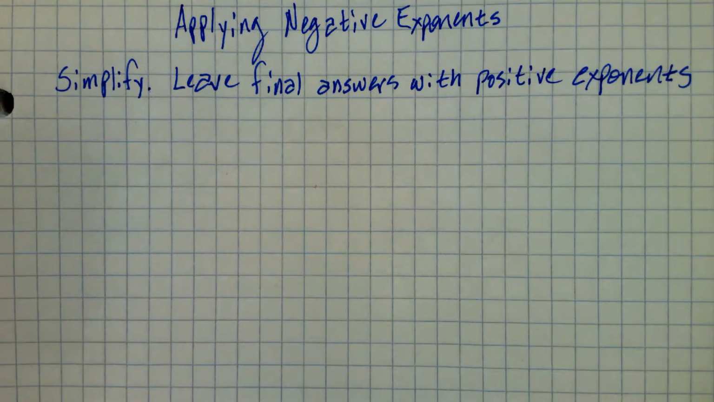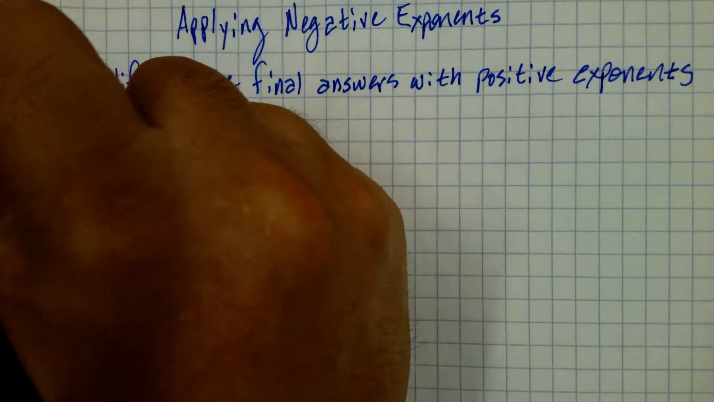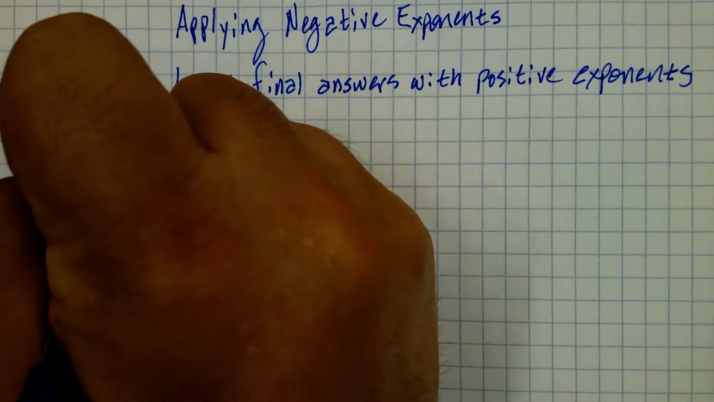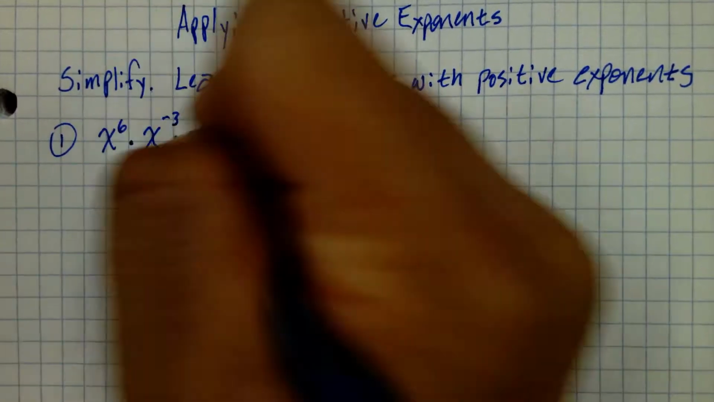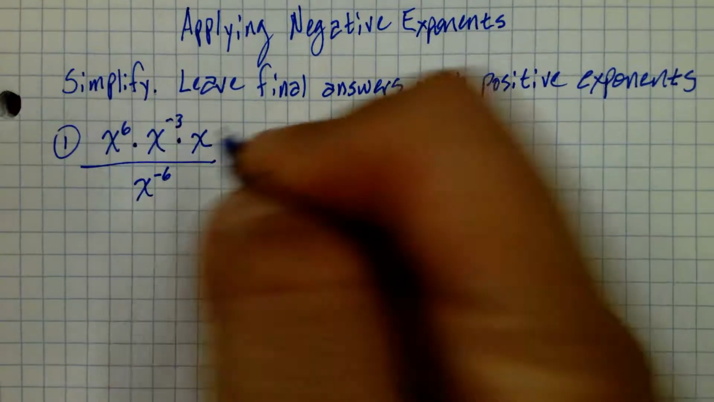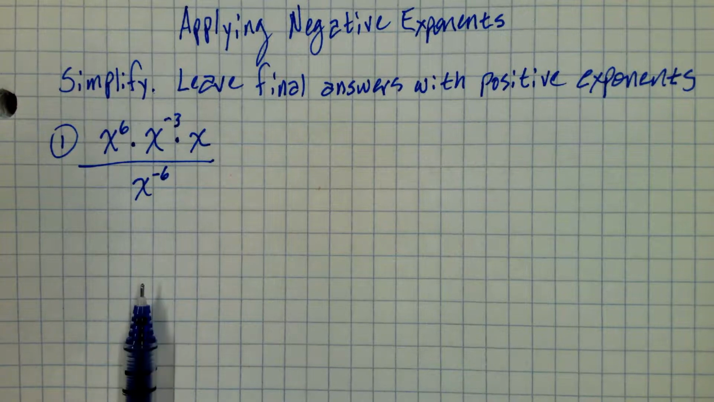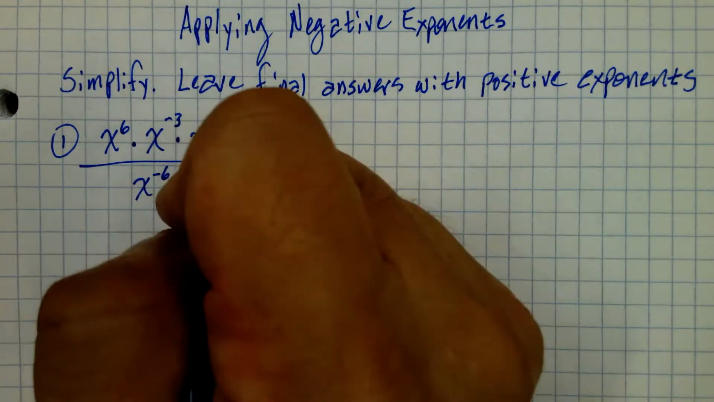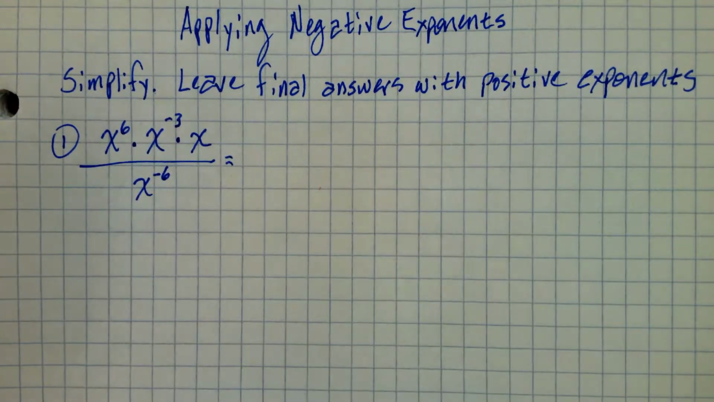So here's an example of what we're going to do. Let's say we have x to the sixth times x to the negative 3 times x divided by x to the negative 6. Okay? And you can go about this any way you want, but I'll give you my suggestions. So we have a bunch of x's, some with negative, some with positive exponents.